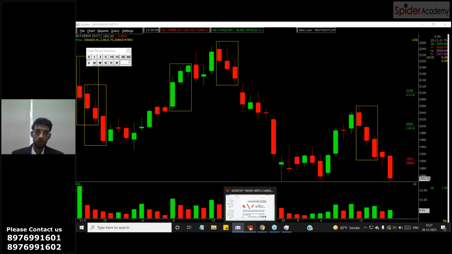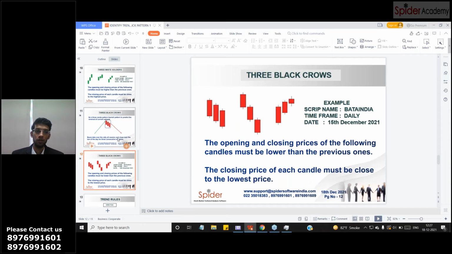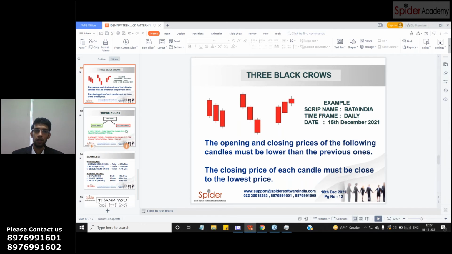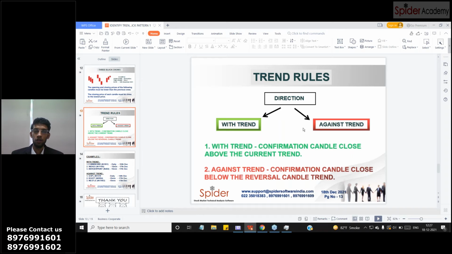Okay, so now these are the 5 patterns. So the question arises, how to trade these patterns? Suppose I want to trade these patterns, so there are 2 directions. First, we can go with the trend, and the second is against the trend. So we have to decide which way we have to go for a trade. Suppose I choose 3 white soldiers, so it is a bullish pattern. So if the pattern is bullish, I can go for a long or I can wait for a reversal.